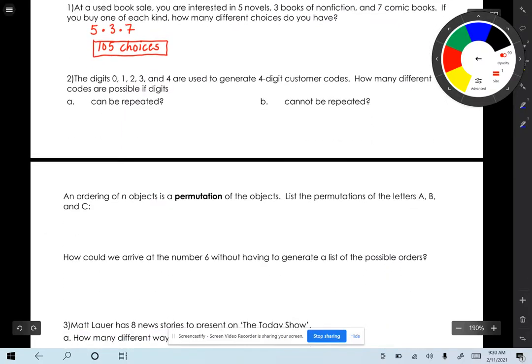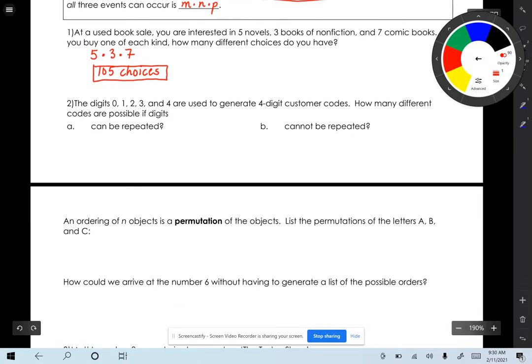All right, next one. The digits 0, 1, 2, 3, and 4 are used to generate 4-digit customer codes. How many different codes are possible if A, digits can be repeated, B, digits cannot be repeated? So the first thing you need to do is figure out how many options there are. Here, there are not 4 numbers. There are a total of 5 numbers, 0, 1, 2, 3, and 4. So you have 5 options. And you want to create a 4-digit code.